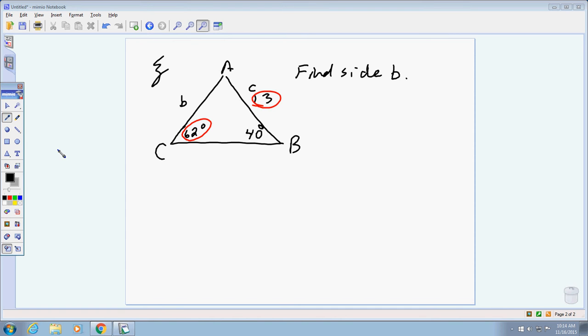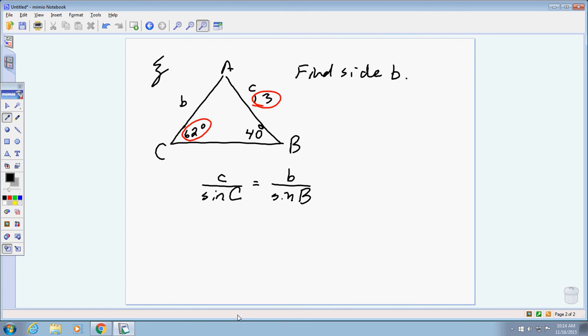I can find that other piece of information's corresponding thing. So in this case, I know that I have to use the law of sines. I'm finding a side, so I'm going to put my sides up top. So the sine of angle C equals, I'm looking for side B. Just so happens I have its other piece of information, so I'm going to use the B portion of the law of sines.